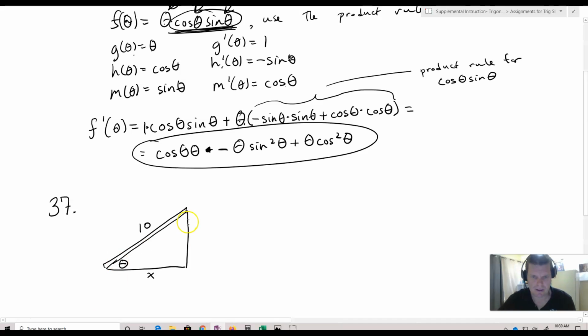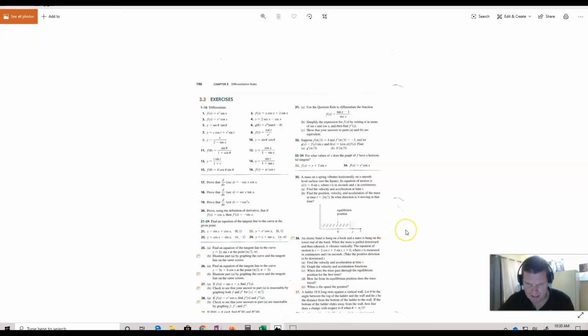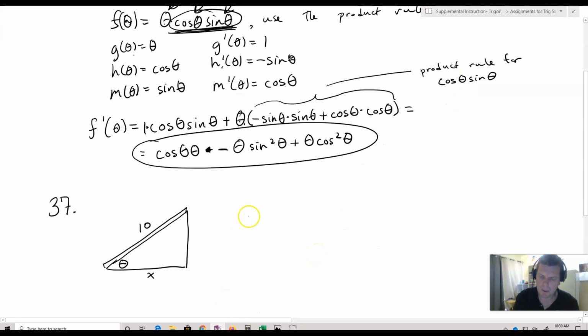It says, let x be the distance from the bottom of the ladder to the wall. If the bottom of the ladder slides away from the wall, how fast does x change with respect to theta when theta equals pi over 3? Okay, gotcha. Great. So we want to know when theta equals pi over 3, what is dx d theta?